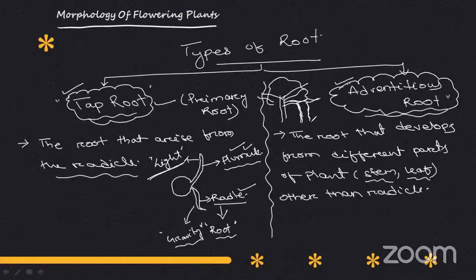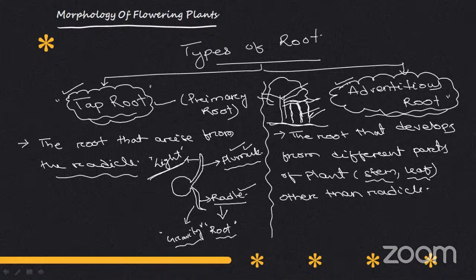Some roots develop from the branches and grow vertically downward to the soil surface. These roots are not the taproot. These are called adventitious roots, because they are not developing from the radicle. They develop from different parts of the plant.